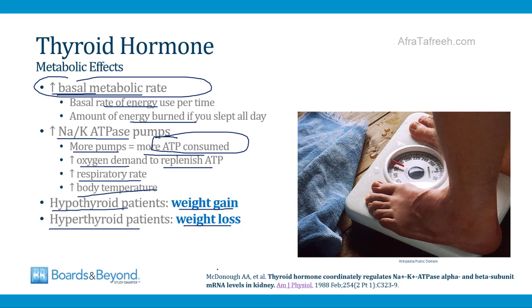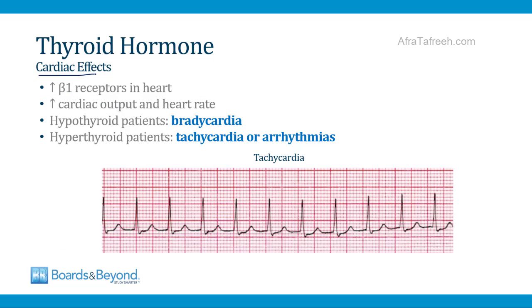In terms of cardiac effects, thyroid hormones increase the number of beta-1 adrenergic receptors found on cells in the heart. And because they do this, thyroid hormones can lead to a rise in cardiac output and a rise in heart rate. So clinically, what this means is that hypothyroid patients tend to be bradycardic because they have very few beta-1 receptors on cells in their heart. In contrast, hyperthyroid patients tend to have tachycardias or arrhythmias, and these are caused by too many beta-1 receptors found on cells in the heart.